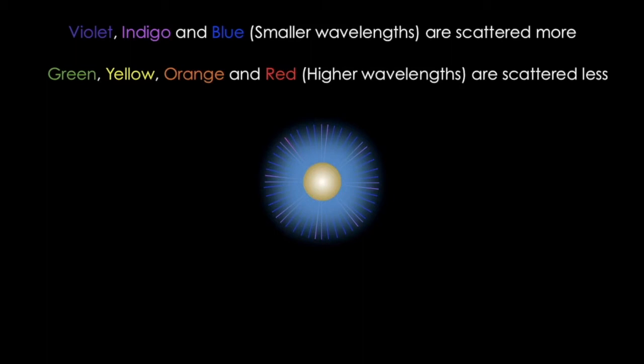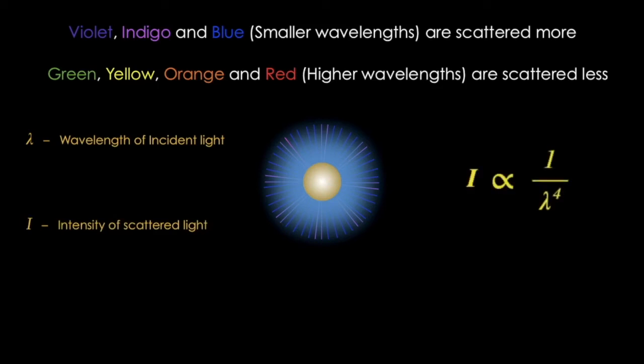So if lambda is the wavelength of incident light and I is the intensity of scattered light, then the relationship between I and lambda is I is inversely proportional to the fourth power of lambda. Smaller the wavelength of incident light, greater is the intensity of scattered light.